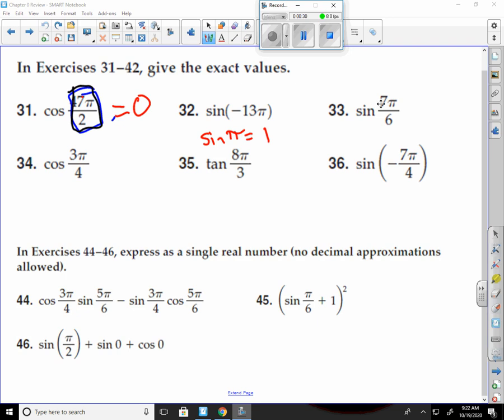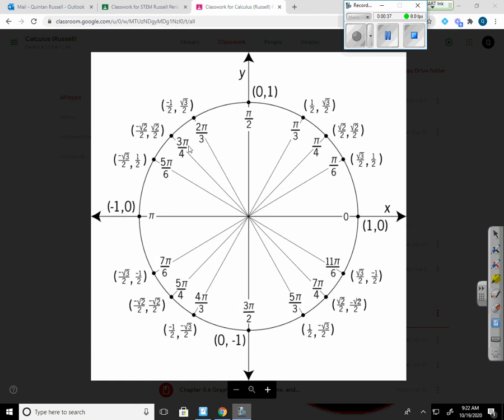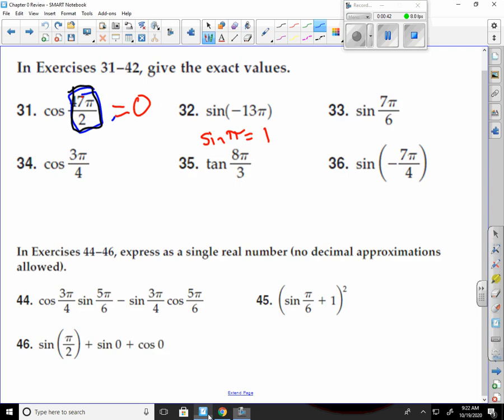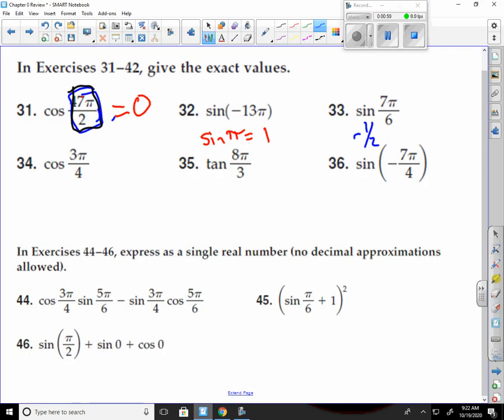Sine of 7 pi over 6. Looks like I'm going to have to go back to the handy dandy unit circle. Oh, look, it's right there. 7 pi over 6, sine gives me negative 1/2. Cosine of 3 pi over 4. Let's check to see if that's on the unit circle. It is. It's negative root 2 over 2. So those are the easy ones. I hope you guys get those ones right.